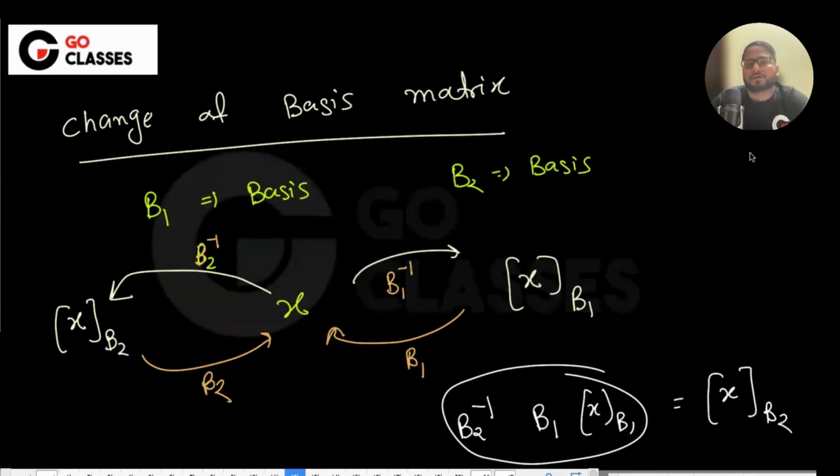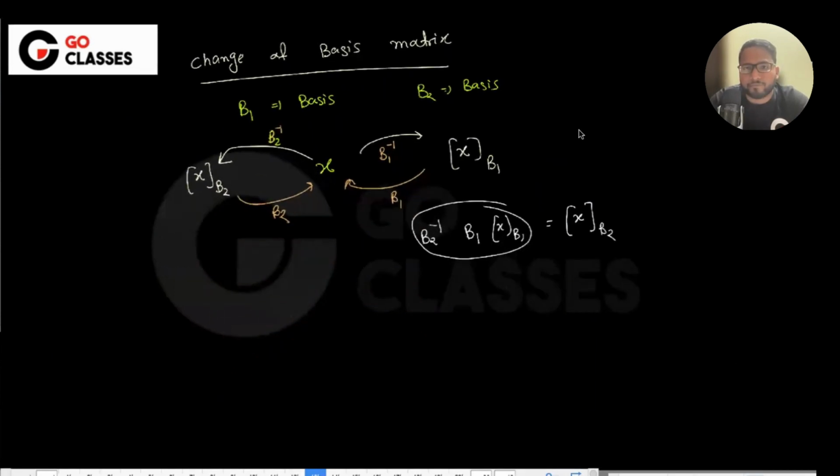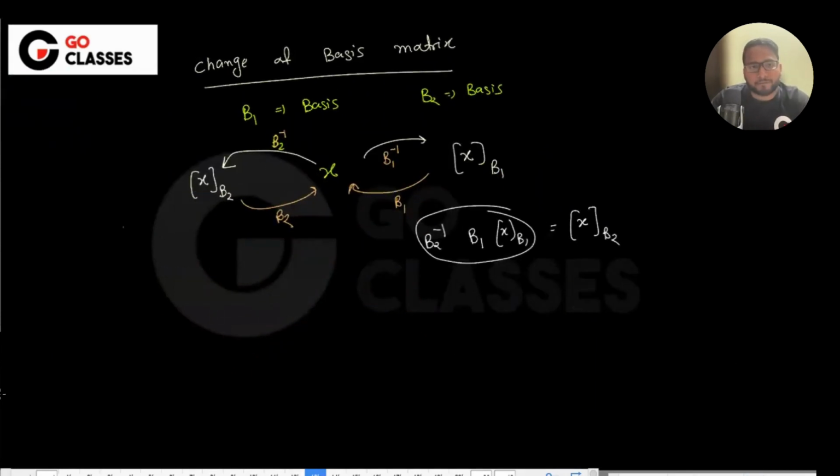Okay, right? So this is the change of basis matrix. Now let me just claim one thing, and now you can try to see that both the things are same. So my claim is, let me just claim one thing, which is this. So now here I'm just claiming one thing.